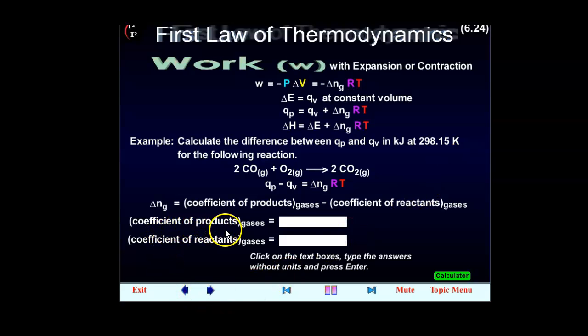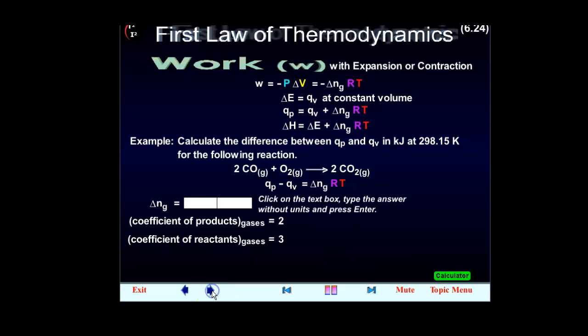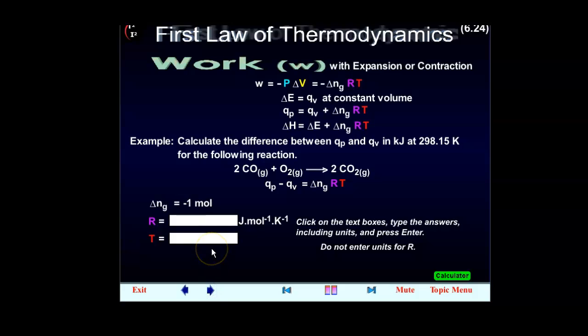Right, what is the coefficient of product for gases? Look for it. It should give you 2 and 3 for the reactants, 2 for the products. And delta Ng is going to be negative 1 mole. So when you subtract that, you get a negative 1. Your R is a constant. The temperature is given right there.